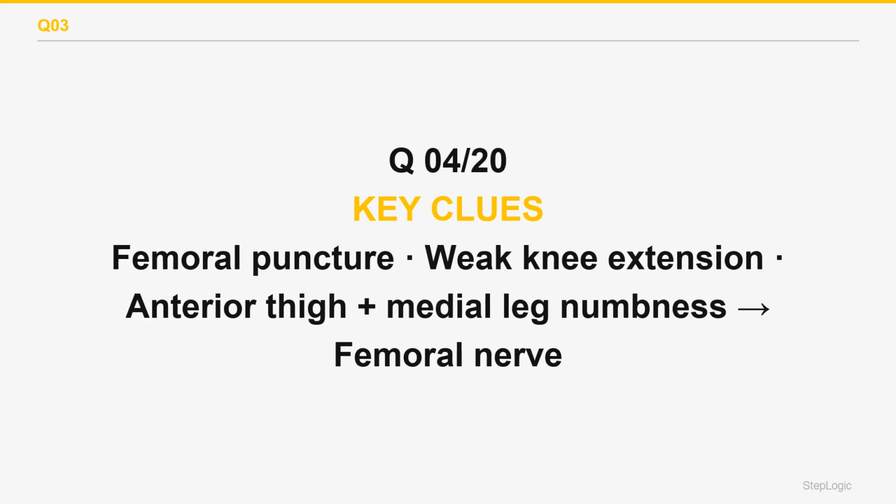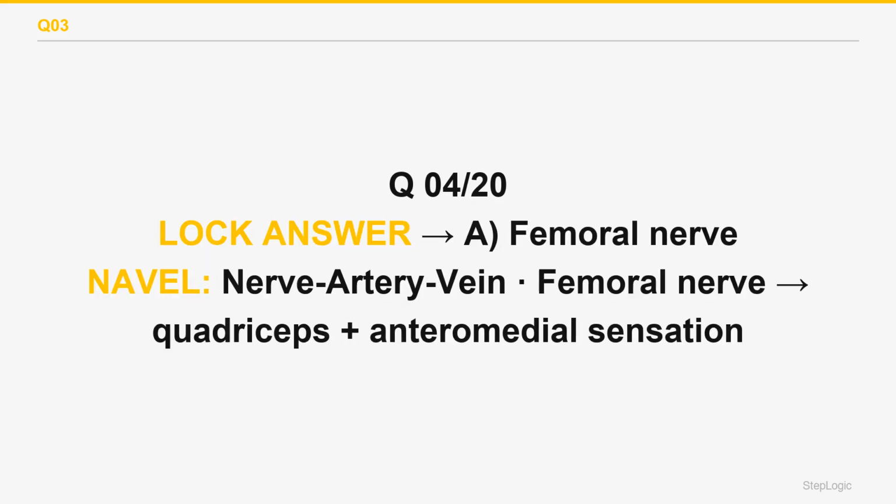The femoral nerve innervates the quadriceps for knee extension and supplies sensation to the anterior thigh. Its terminal branch, the saphenous nerve, supplies the medial leg. Injury produces exactly this picture: weak knee extension, lost patellar reflex, and anteromedial sensory loss.